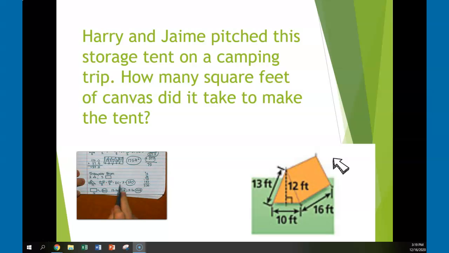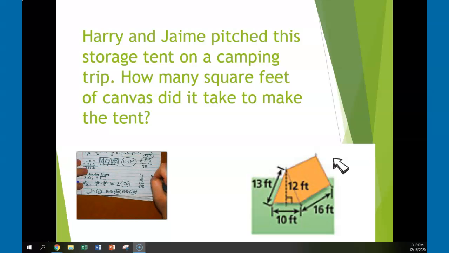So since I doubled this, I've got my 2 triangles and my 3 rectangles. I'm going to add: 120, 160, 208, 208. 8 plus 8 is 16, carry my 1. 2 plus 6 is 8, plus 1 is 9. 2, 4, 5, 6. So 696 square feet of canvas to make that tent.